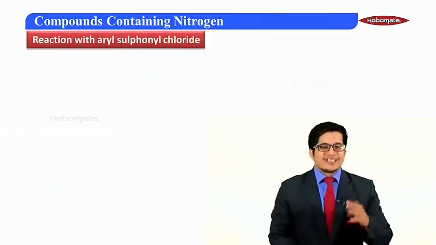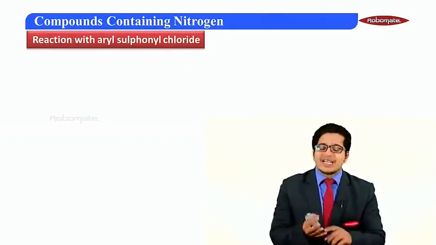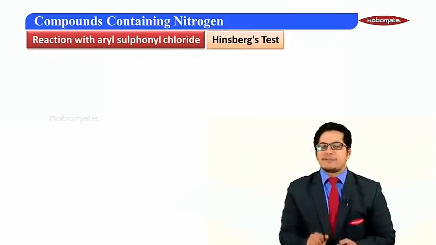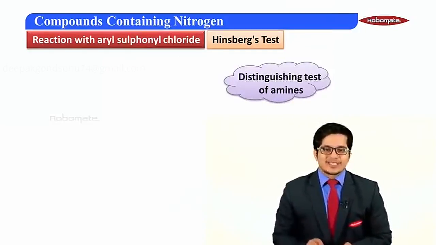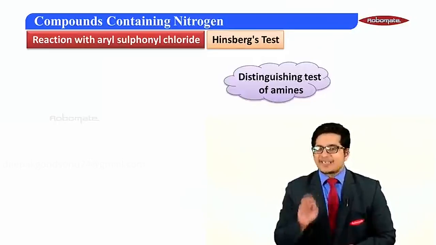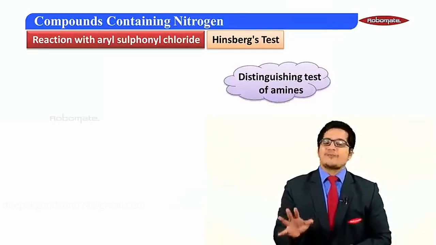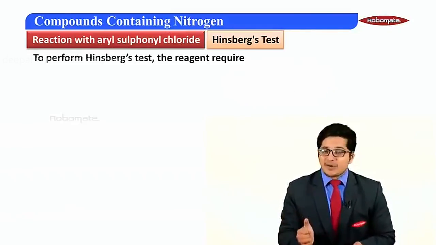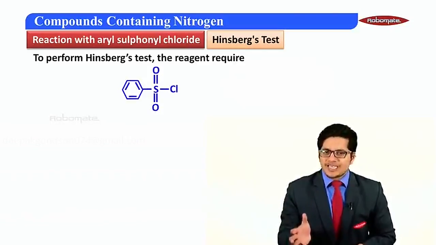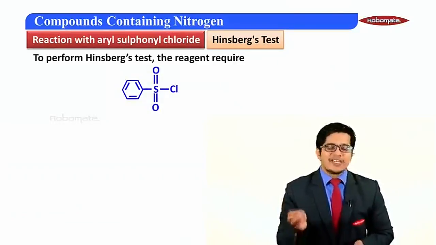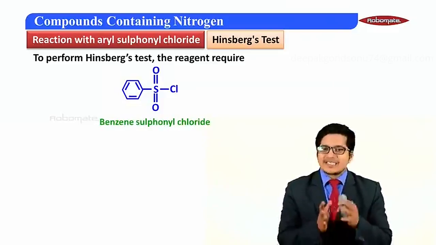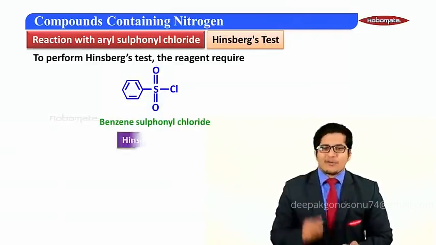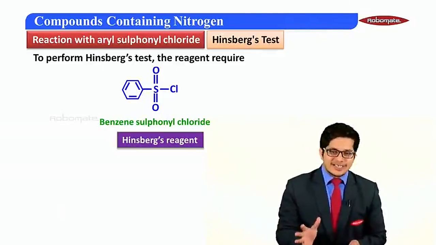Let's move further with the reaction of amines with aryl sulfonyl chloride, also referred to as Hinsberg test, a very important reaction once again. Let's start with this. Now, first of all, as Hinsberg test says, it is a distinguishing test for amines. What we are using in this, let's see. Hinsberg test is performed using an agent called aryl sulfonyl chloride, that is benzene sulfonyl chloride, because aryl groups are also referred to as benzene.